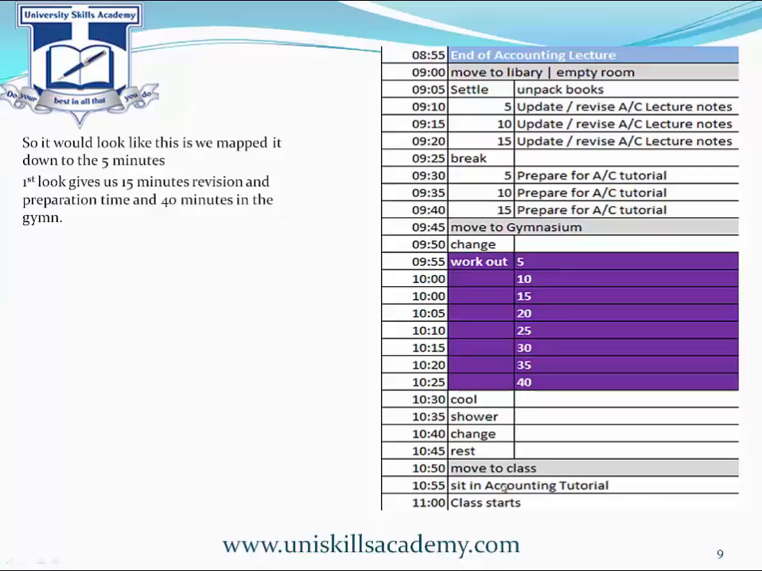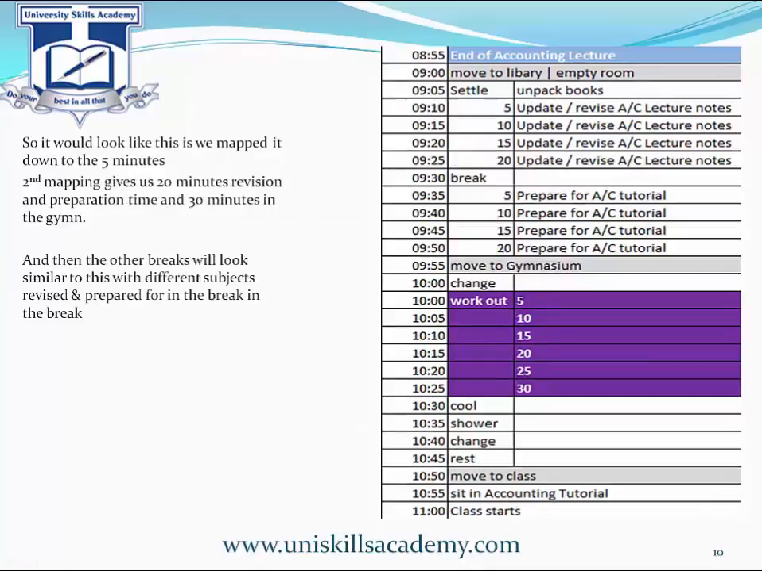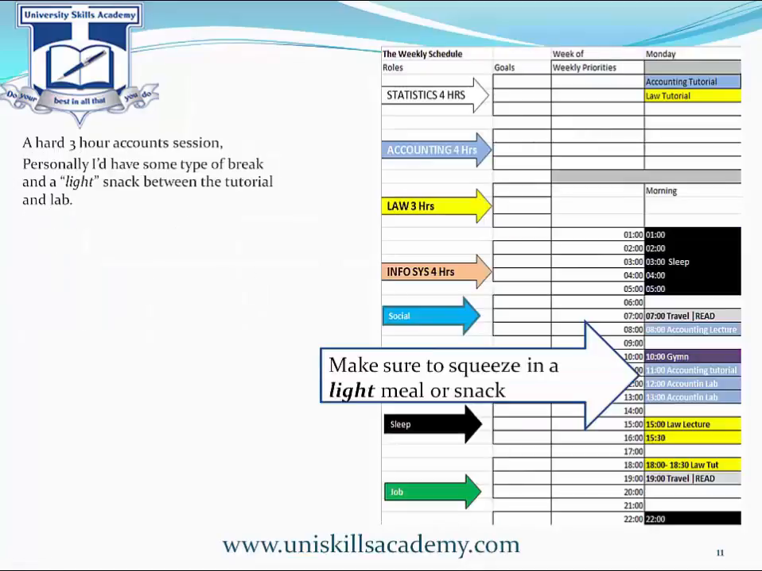You're in class 5 minutes ahead of the tutor. If you had a harder study session by 5 minutes in your revision and 5 minutes in your preparation, you could cut out your workout by 10 minutes and still be 5 minutes into class before the instructor. Keep going with this pattern.